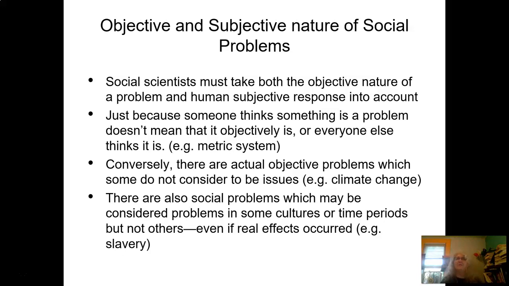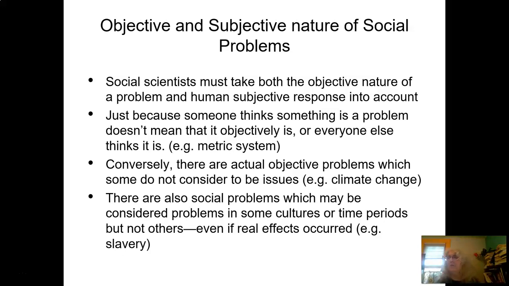And so what social scientists have to do is take all of that into account. They have to take both the objective measure of a problem, something that's harmful physically, socially, politically, economically even, and also look at how the perception of it is. Just because someone thinks something is a problem, it may or may not be. Now, there are also other types of problems that people think are problems, but may objectively not be problems. And this is where you get into certain kinds of conspiracy theories.